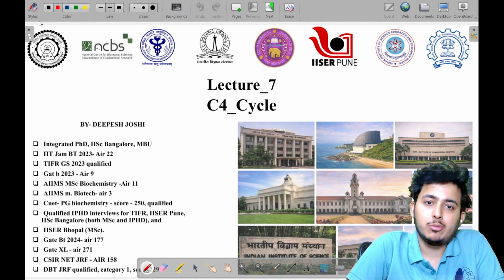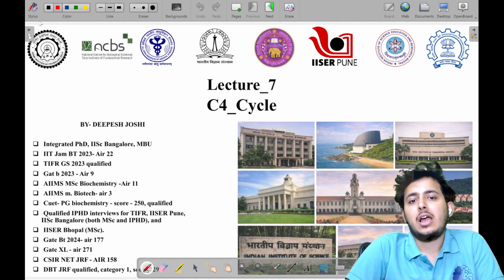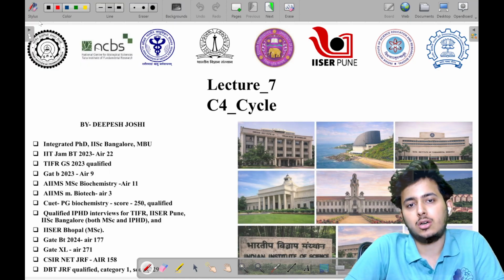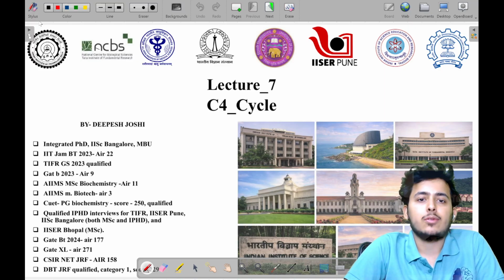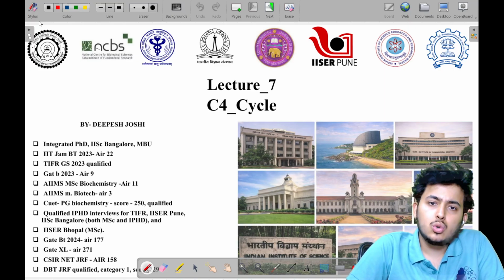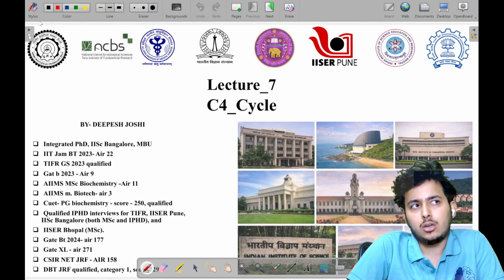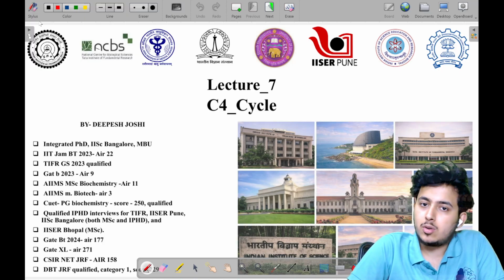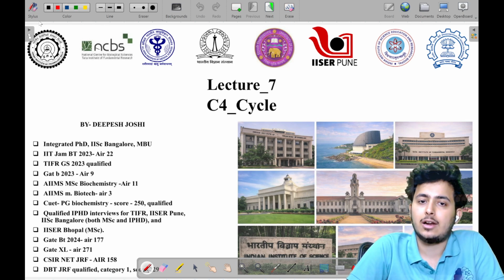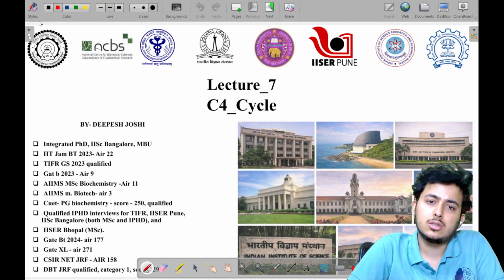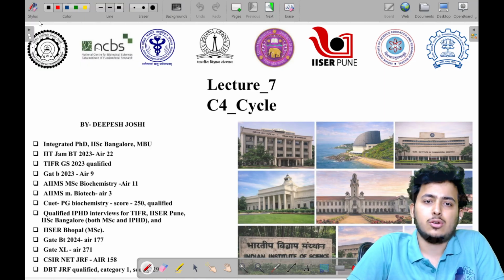In this lecture we will be talking about the C4 cycle, and in the previous lecture we talked about the C3 cycle, and in earlier lectures we talked about the light reaction and the dark reaction. Now, since we have come this far, the next lecture will be on the CAM pathway, another lecture will be on photorespiration, and at last we will cover one topic on water potential, and then the series on plant physiology will end.